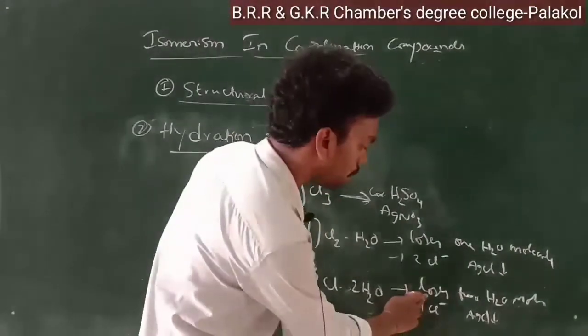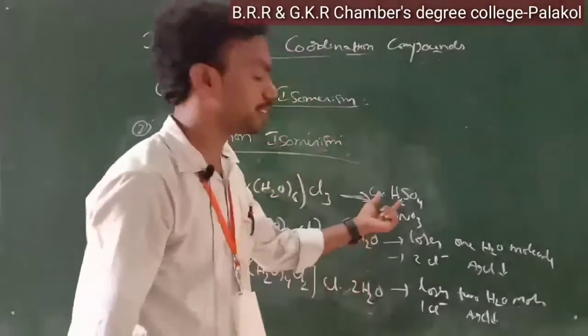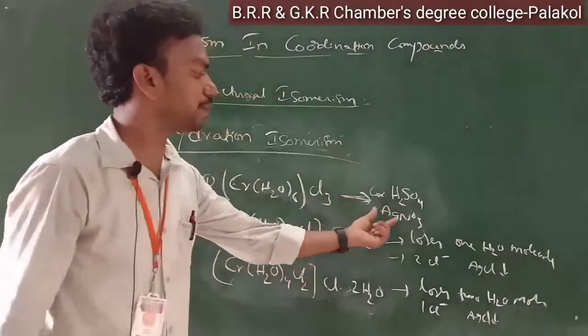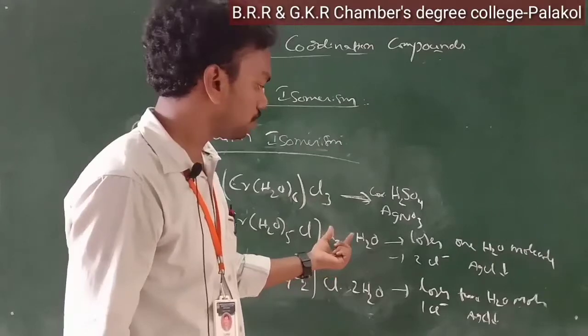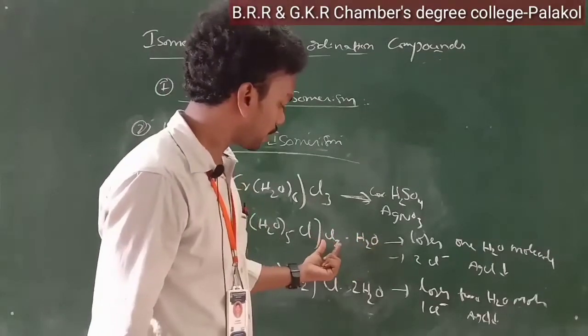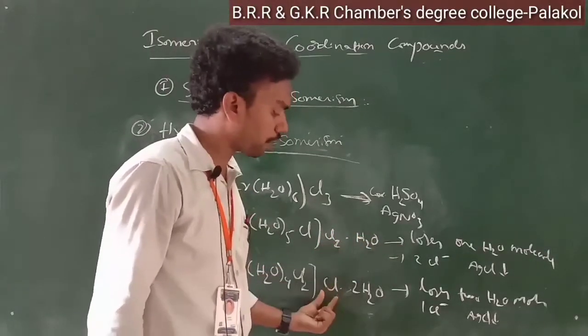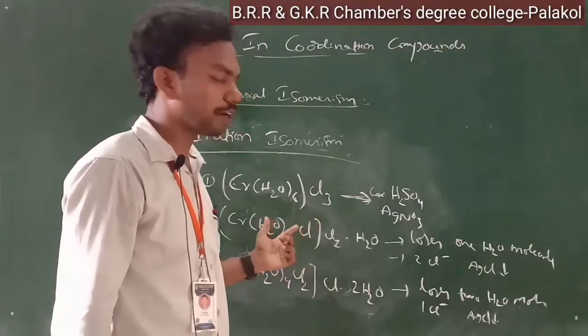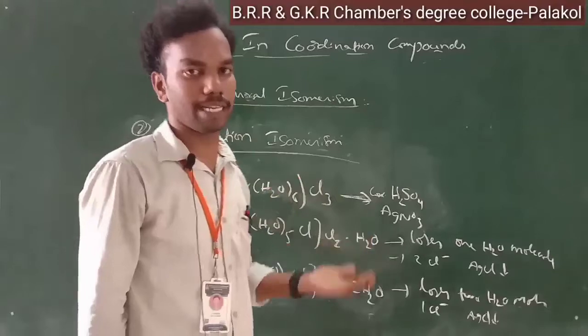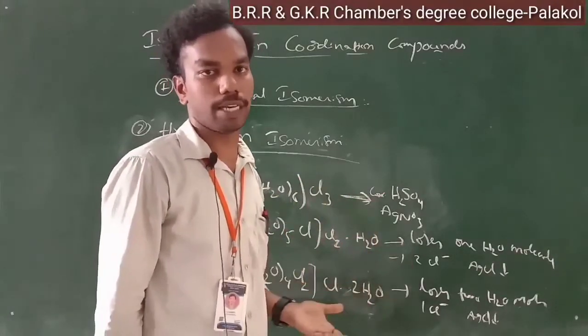So here it loses 2 water molecules on treating with sulfuric acid. In the same way, when treating with AgNO3, these 3 chloride ions are precipitated, and with this complex 2 chloride ions are precipitated, and here 1 chloride ion is precipitated. Okay, because the chloride which is in the coordination sphere will not get ionized, it is not available as Cl minus. That's why it does not react with Ag plus, right?